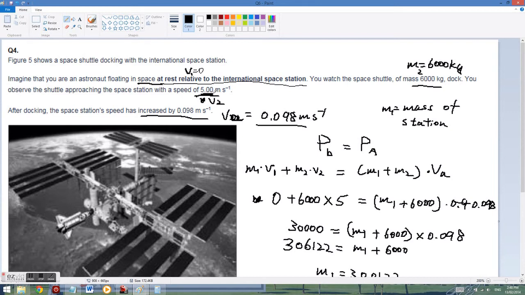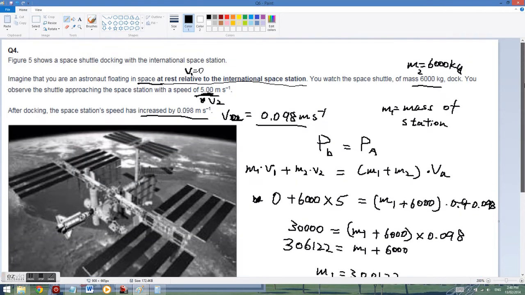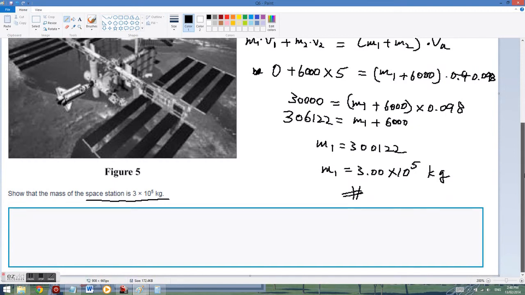Three significant figures. Okay. So it's going to be 3.00 times 10 to the power of 5 kilograms. Now, which is the same as this. Oh, actually we should use one significant figure here. Yeah, but it doesn't really matter in this case.